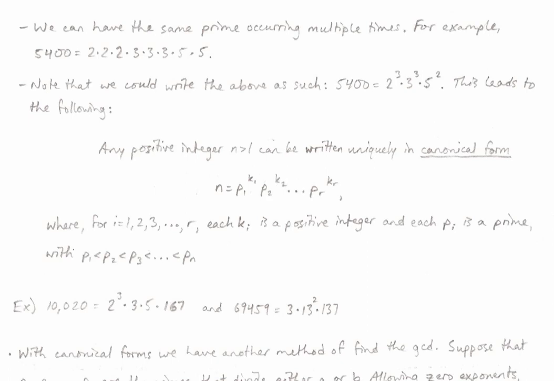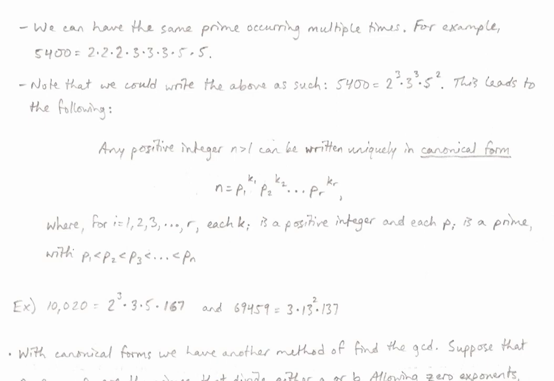It is possible that we have the same prime occurring more than one time in a particular number. For example, the number 5400. If you write this out as a product of primes, you get 2 times 2 times 2 times 3 times 3 times 3 times 5 times 5.